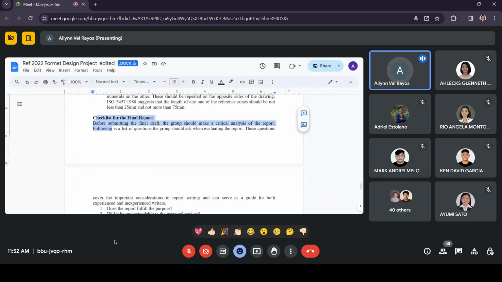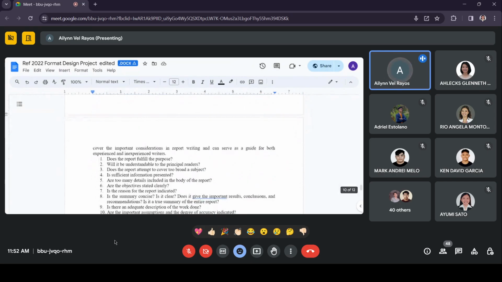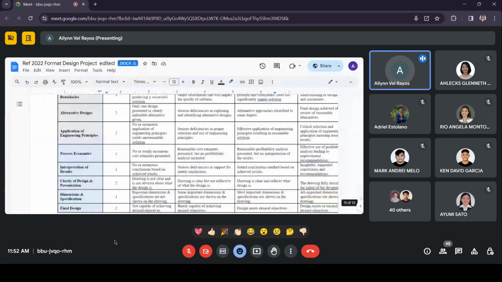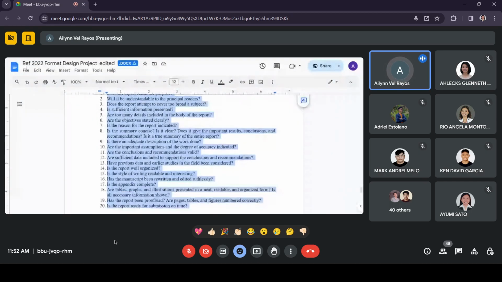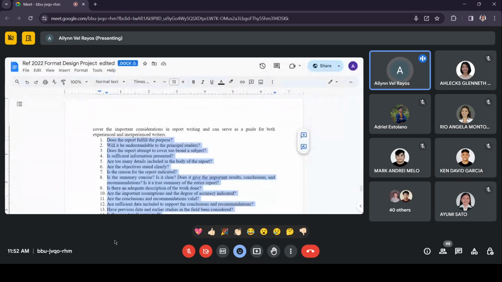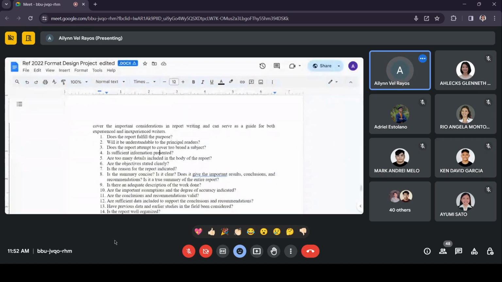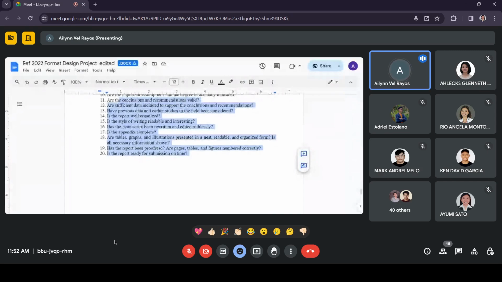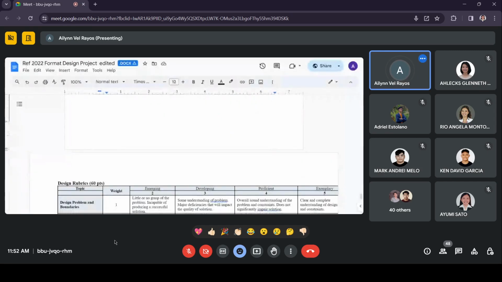So after nyong matapos yung mismong manuscript for design project, you can ask the group the following questions para malaman nyo kung may kulang pa dun sa mga na-provide nyo. So does the report fulfill the purpose? Will it be understandable to the principal readers? Does the report attempt to cover too broad a subject, etc.? So again, yan, can be guided through those questions.